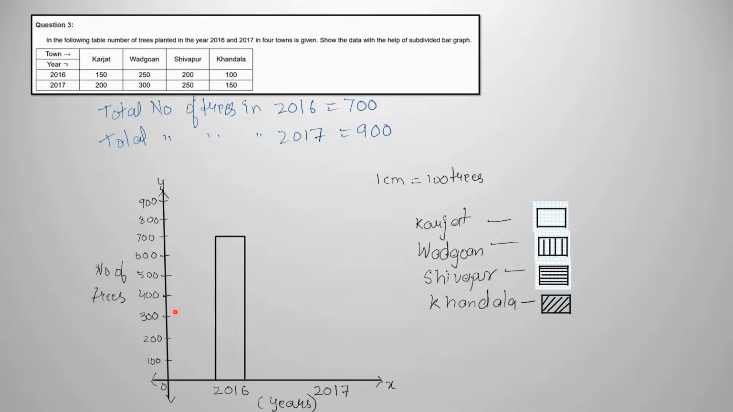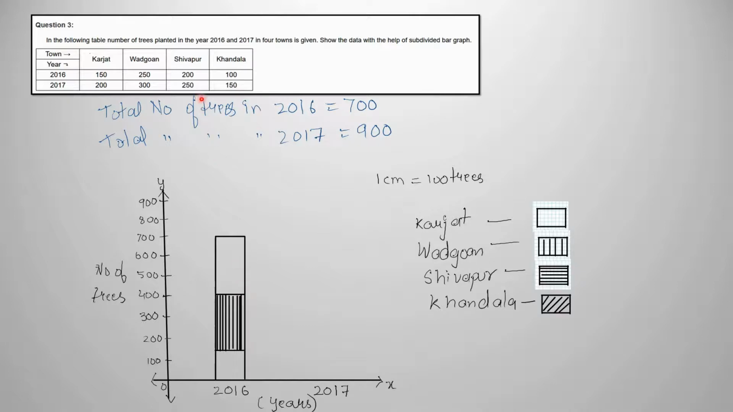So first let us draw the length of the first bar, that is 700. Now we have to subdivide this bar into 4 categories, that is from each of these towns, Karjat, Vadgaon, Shivapur and Khandala. Now Karjat has 150, so you first draw a line at 150. The second, Vadgaon, has 250. Now to mark 250 for Vadgaon, what you do first is add 150 plus 250, which will give you 400.